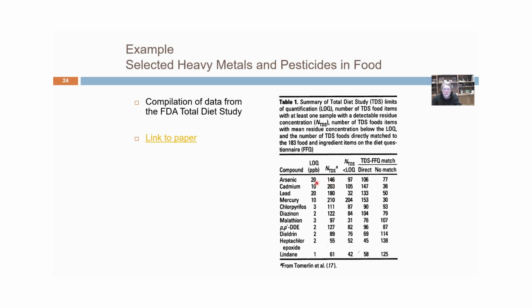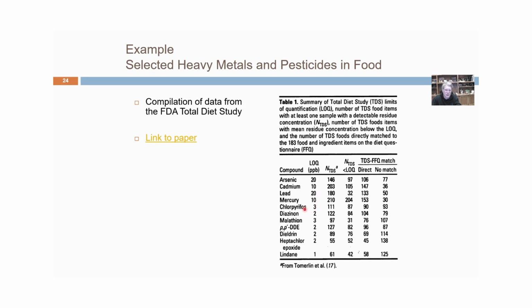So what's shown in this table is a limit of quantification in the second column from the left. It's in parts per billion. So the limit of quantification for arsenic in these samples is 20 parts per billion: 20 parts of arsenic per billion parts food. That's going to be solid to solid, so ppb is going to be analogous. It could also have been micrograms of arsenic per kilogram of food. So that's the LOQ. You see the LOQ for cadmium was a little bit lower at 10. For lead, it was the same as arsenic.